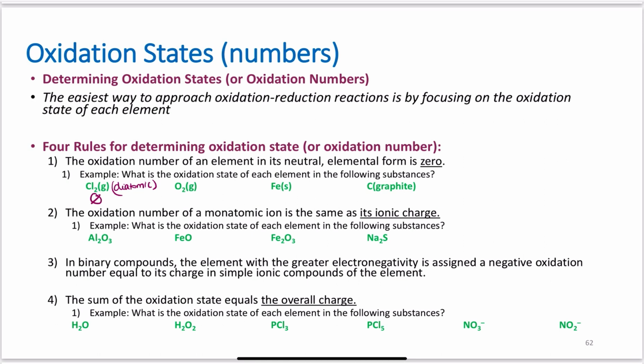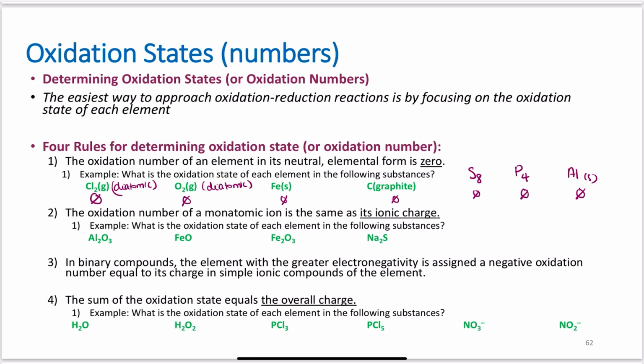O2, also 0. Oxygen is a diatomic, so its most stable state is O2, and its oxidation state would be 0. Fe is iron. Iron is a metal. Metals as a solid, except for mercury, is its most stable state, so it will have an oxidation state of 0. Carbon graphite, 0. If I had S8, 0. P4, 0. They are the most stable states. Aluminum, just aluminum metal, 0.